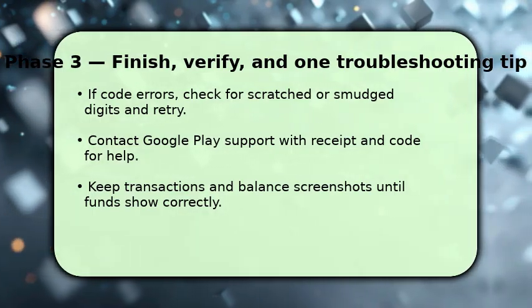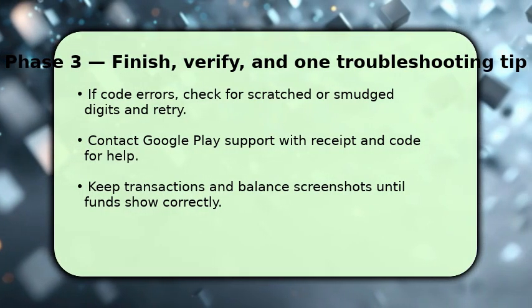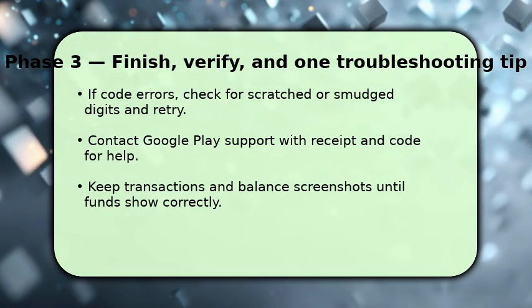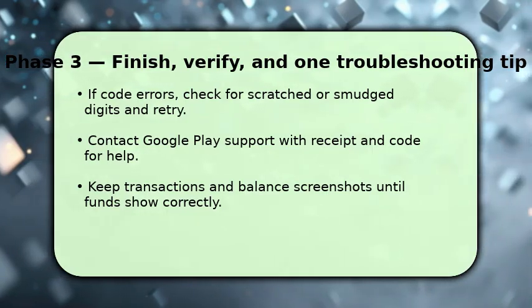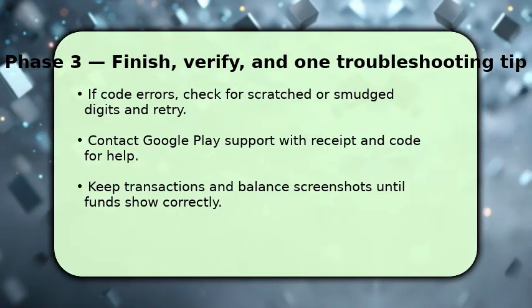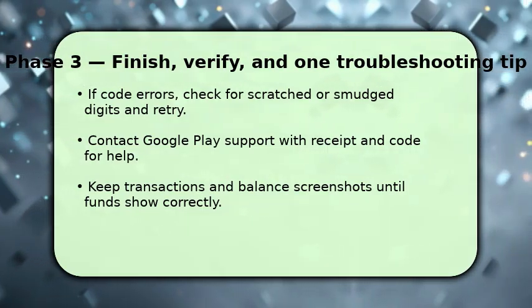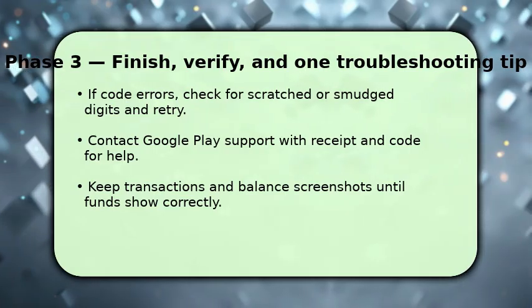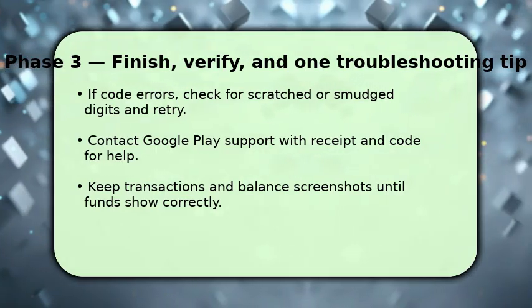If issues persist, take a clear photo of the card and receipt, then contact Google Play support. Provide the 16-digit code, purchase details, and your account email. Finally, keep screenshots of the balance and transaction history until the issue is resolved. This evidence speeds up refunds or credit correction.